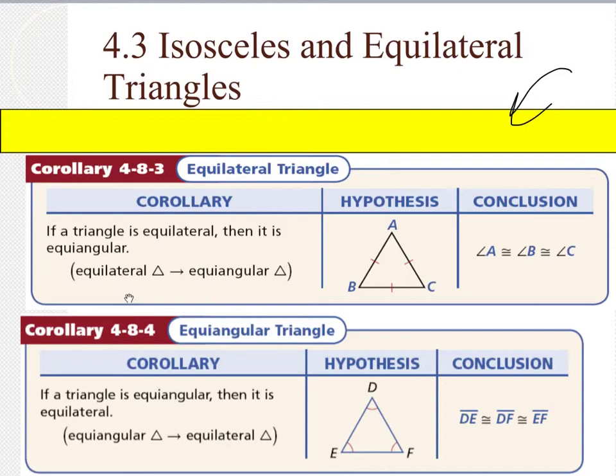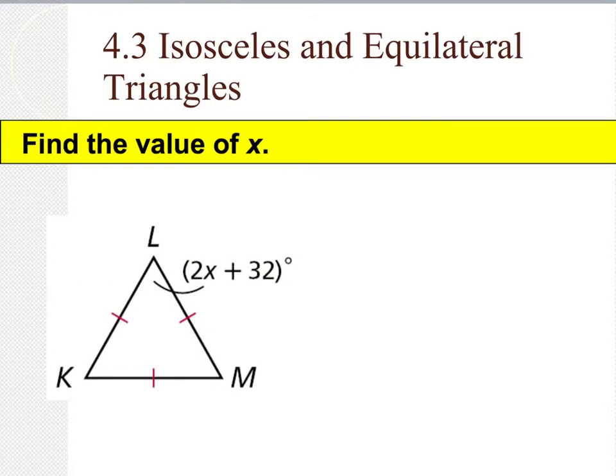All right, let's try a couple examples. First one, find the value of x. It tells me that KL is equal to LM and equal to KM. How do we know that? Because of our wonderful tick marks here. We have all of those. We have that information, so we know that.